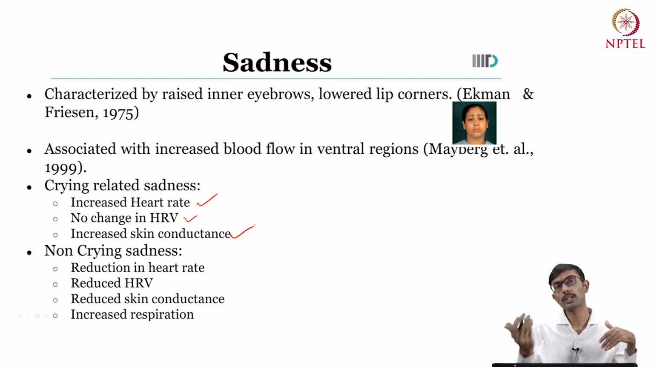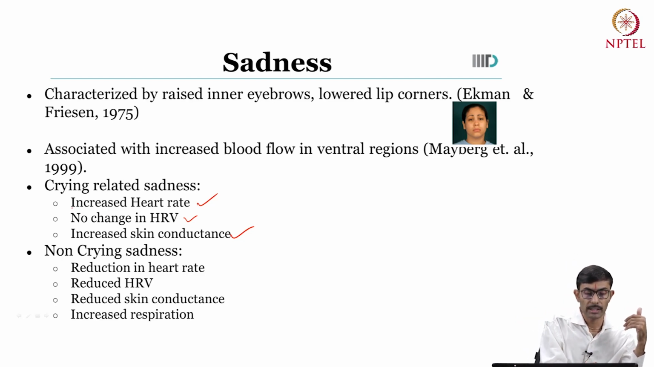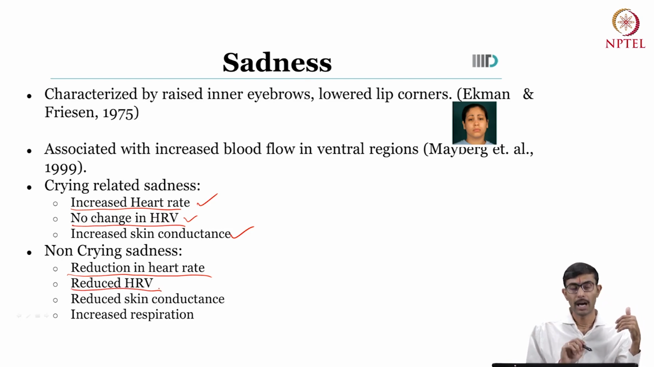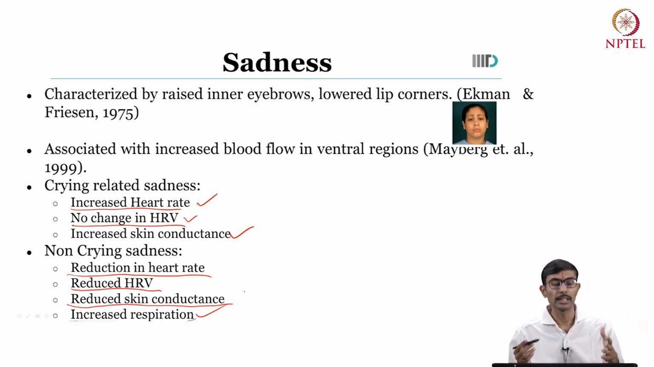Now, in the case of the non-crying sadness, when you are sad but you are not crying, please pay attention that where earlier you were observing an increased heart rate, now you are observing a reduction in the heart rate. Earlier, when you were not observing any change in the heart rate variability, now you are also observing a reduced heart rate variability. Similarly, where earlier you were observing an increased skin conductance, now you are observing a reduced skin conductance, and similarly your respiration is also increased, right? So there is a difference in the sadness also, whether the individual is crying or not crying.